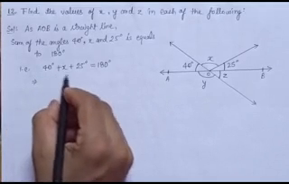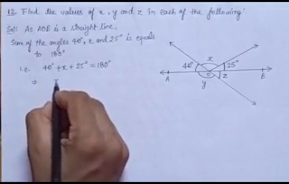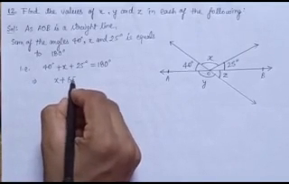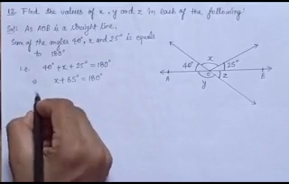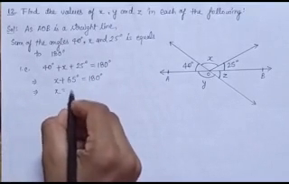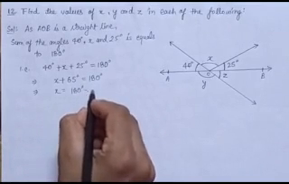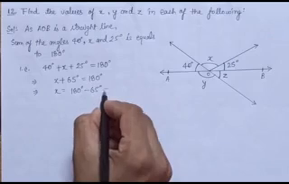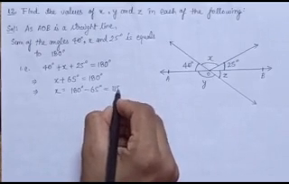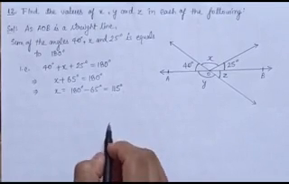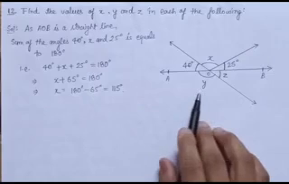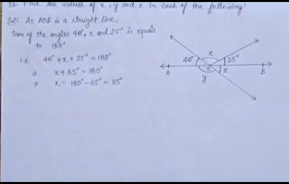It implies that 40 plus 25 is 65. So we can write x plus 65 degrees is equal to 180 degrees, or x is equal to 180 degrees minus 65 degrees, which is equal to 115 degrees. That is, the value of x is 115 degrees. Now we have to find the values of y and z.